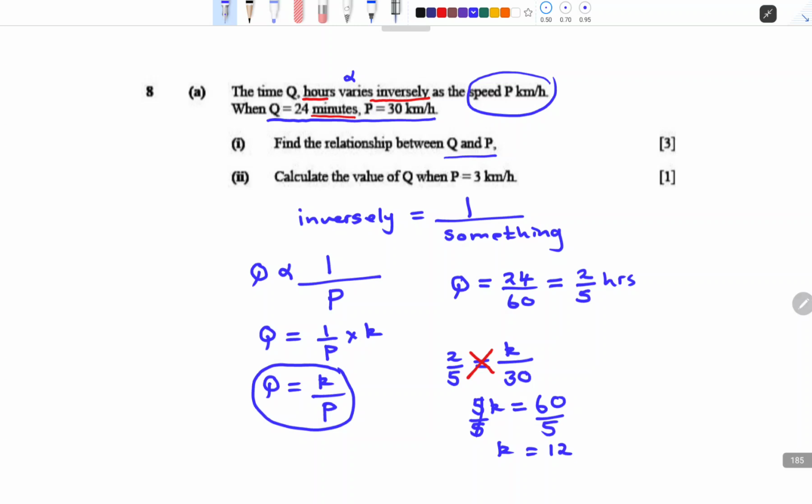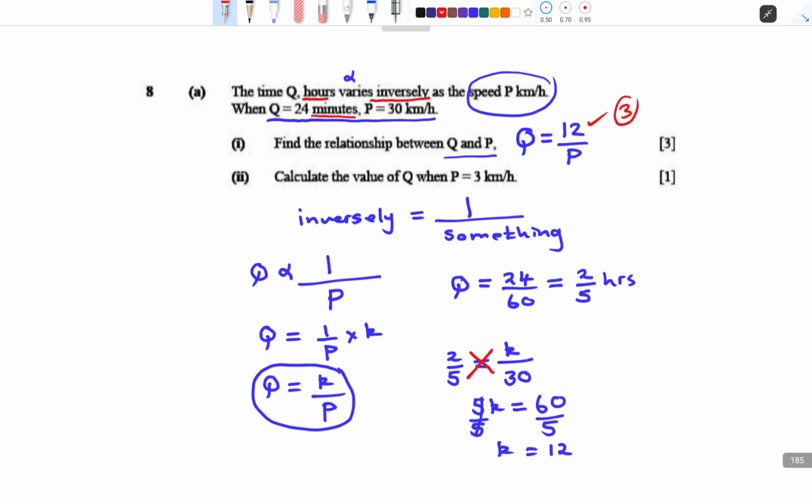So to then give the required answer, you are going to write Q is equals to, remember the original was K over P, but since K is now known as 12, you are going to write Q is equals to 12 over P. Then you are given 3 marks for that. I hope you are following, class. Then we move on to item 2.